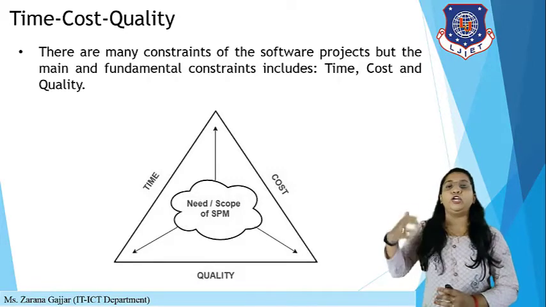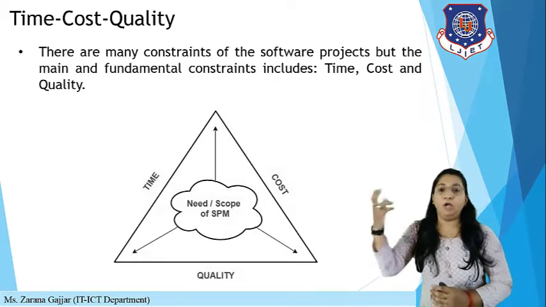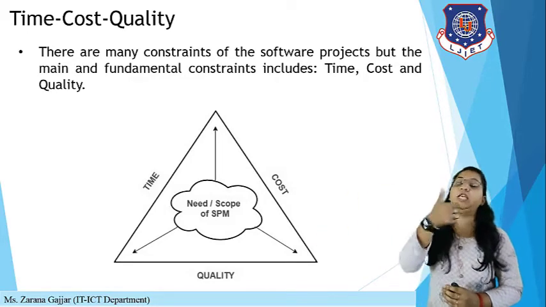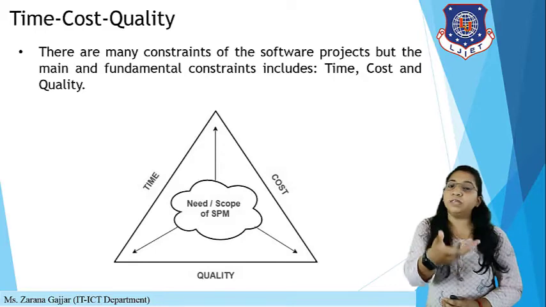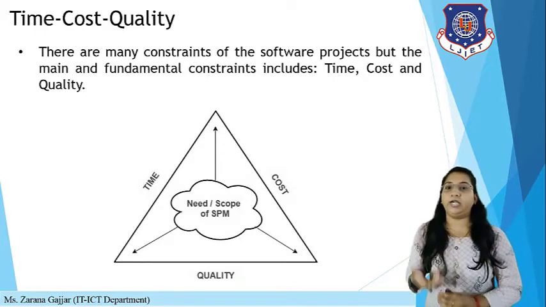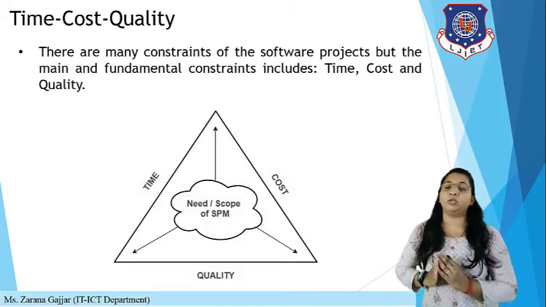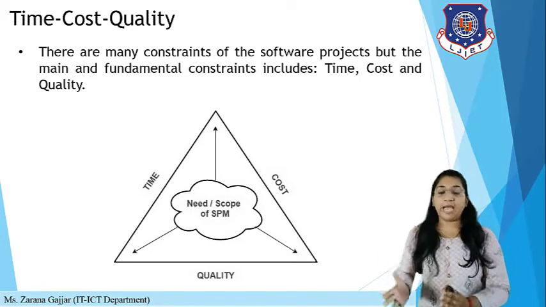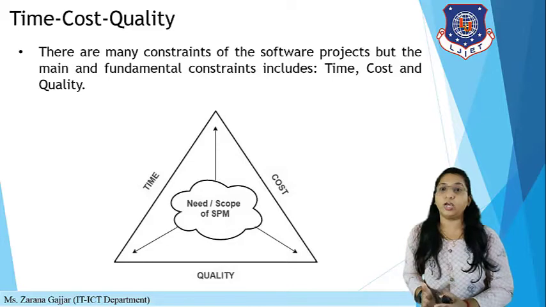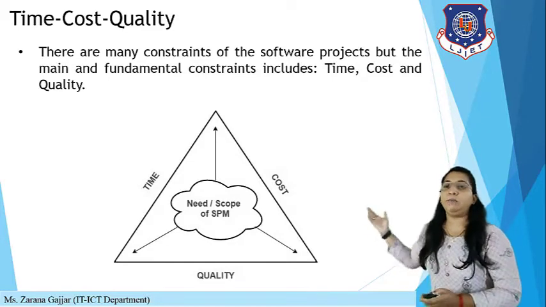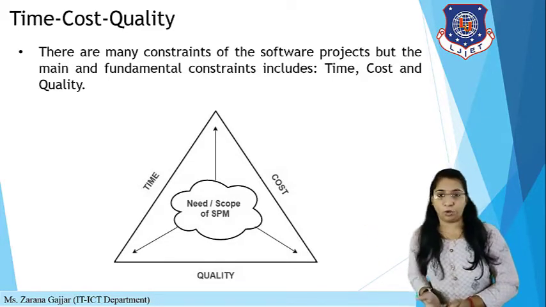So you have to complete your software project within the given time. You have to complete it within the given cost, which means within the given budget, and the quality must be good. Your software must be good quality software, then a customer can use it. So this is all about the time, cost and quality of software project management.